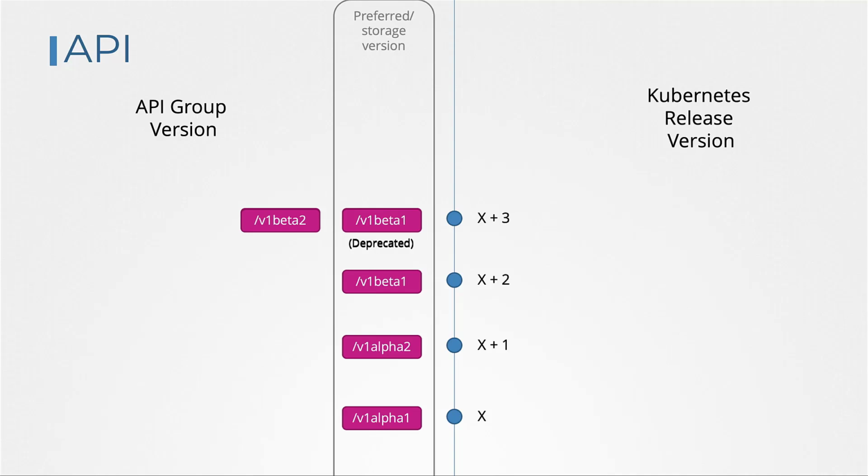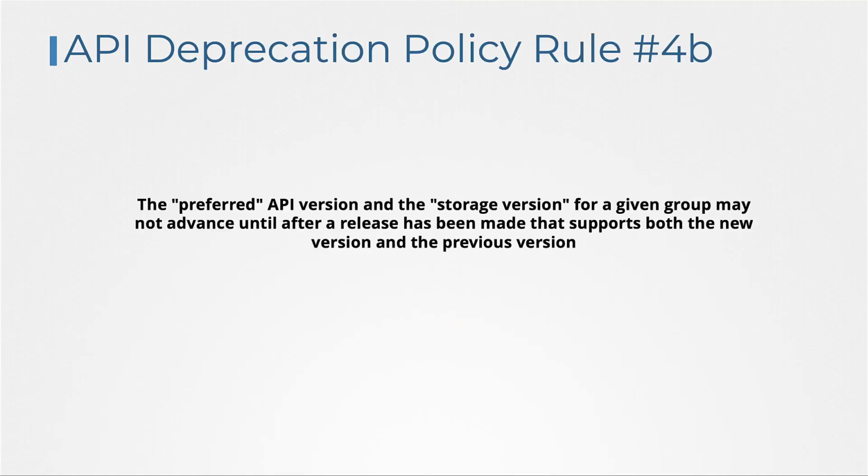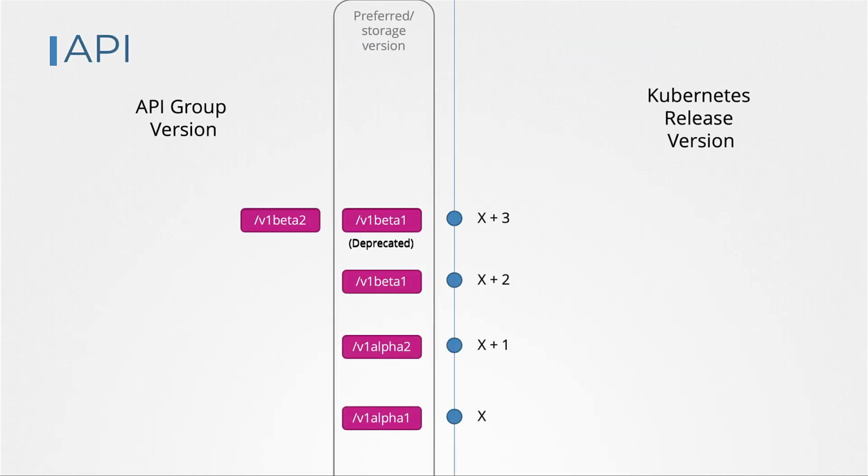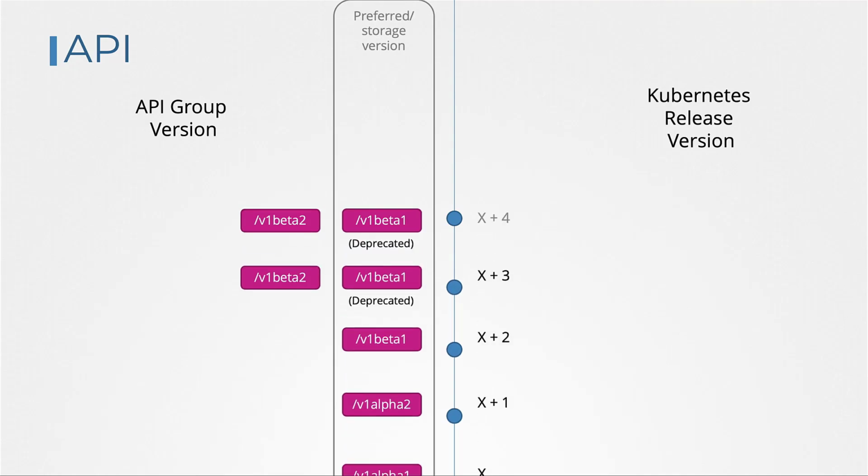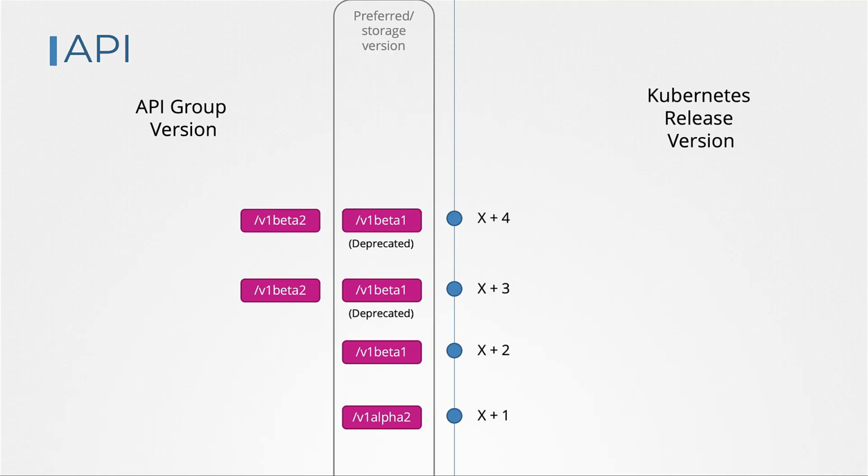So why is that? Why isn't the v1 beta 2 version the preferred and storage version? Because rule 4b states that the preferred API version and the storage version for a given group may not advance until after a release has been made that supports both the new version and the previous version. So in this case, the current release is the first release where both the new and previous versions, that's beta 1 and beta 2, are supported. So we cannot change the preferred or storage version yet. Instead, we must wait till the next release. The next release also has both the versions, except beta 2 now becomes the preferred storage version.